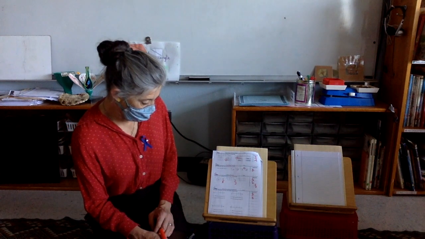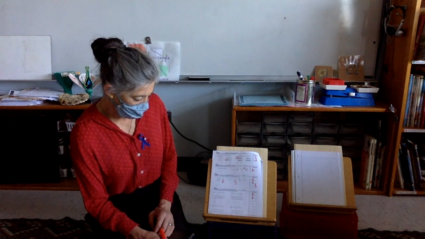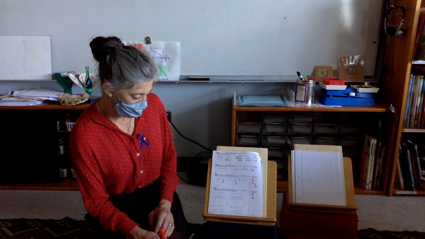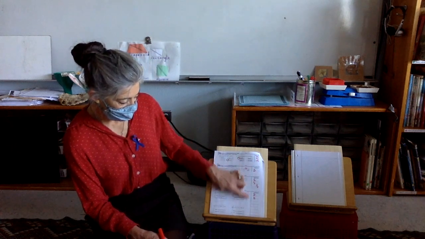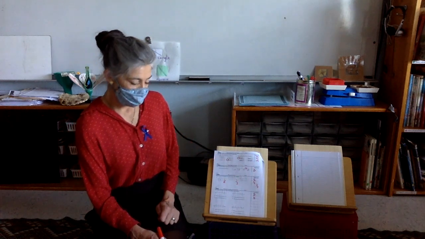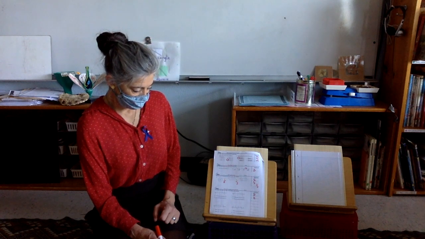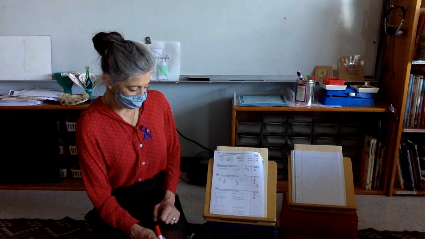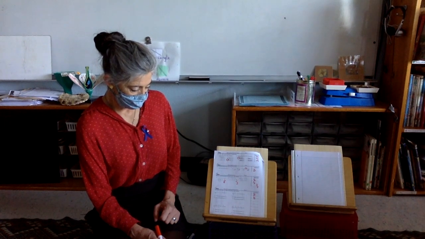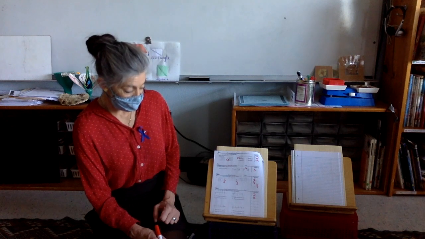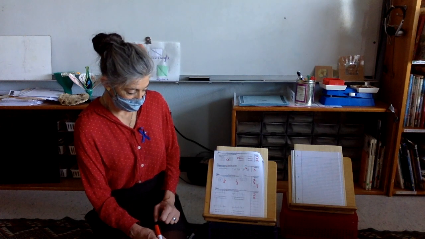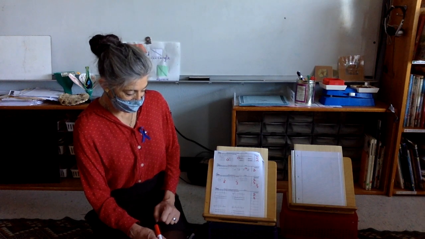Number 3, which letter best shows 3/4? Griffin. Wait, which one are we on? We're over here now. We're on number 3. D. No, D is 1 whole, so that would be 4/4. Try again, Griffin. C. Yep.